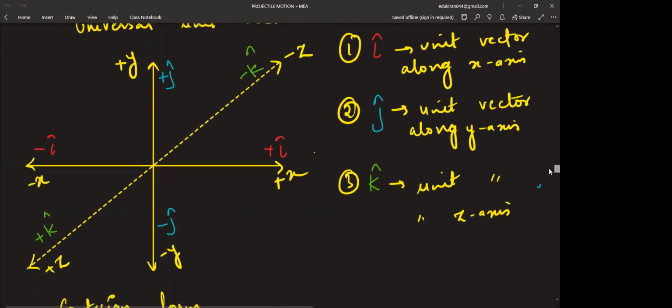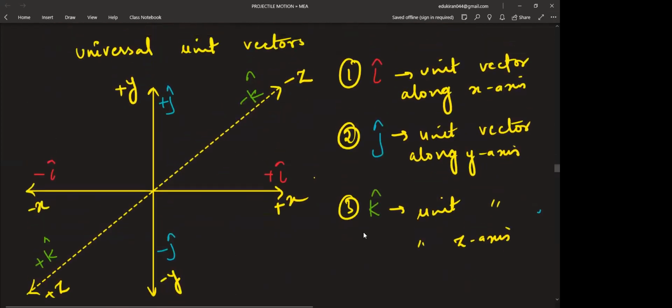One more thing, class. There are certain universal unit vectors. You have 3 axes, x-axis, y-axis, z-axis, right? I cap is along x-axis. J cap is along y-axis. And k cap is the unit vector along z-axis. I cap, j cap, k cap. Unit vector along x-axis, unit vector along y-axis, unit vector along z-axis.